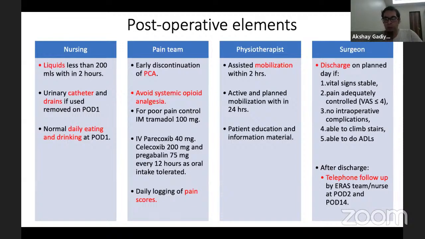When the discharge is planned, patients are considered fit for discharge only when their vital signs are stable, when their pain scores are less than or equal to 4, there were no intraoperative complications, and when they are able to do the activities of daily living without any problem. After discharge, again, this is very important: a telephone follow-up is conducted either by the ERAS team or surgical team or a specialist nurse on post-op day 2 as well as day 14 to ensure the well-being of the patient.